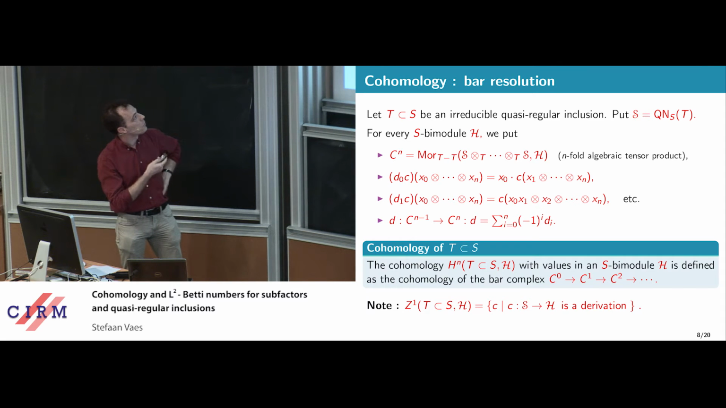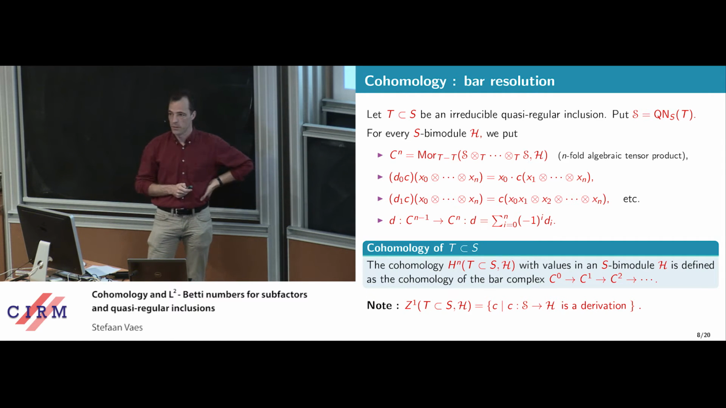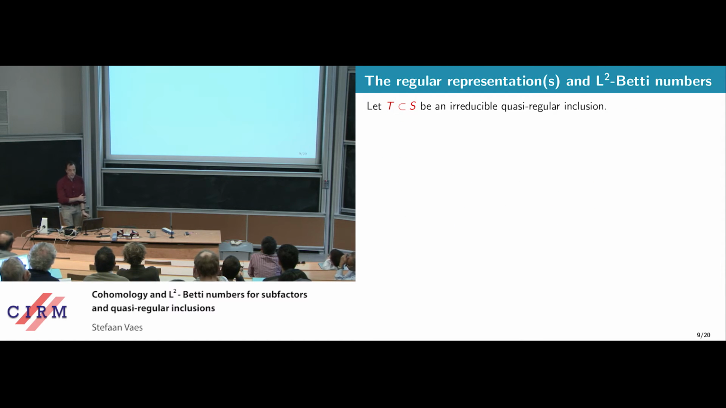So maybe just if you want to fix your mind, what are 1-cocycles in this setting? 1-cocycles in this setting are nothing else than derivations from this algebra to the bimodule. So that's a very natural thing to look at. Okay, so that's abstract cohomology in the bar resolution way. And before explaining how you can ever compute that kind of thing, let me show you how to define the regular representation and how to define L2-Betti numbers.